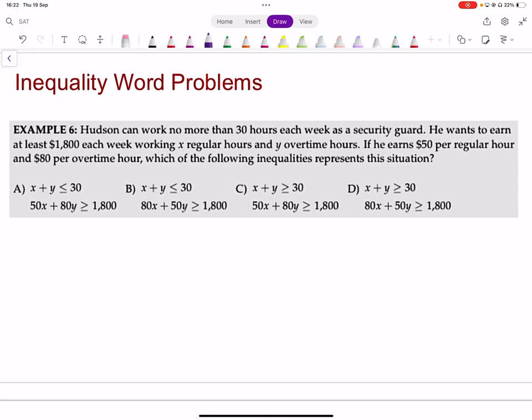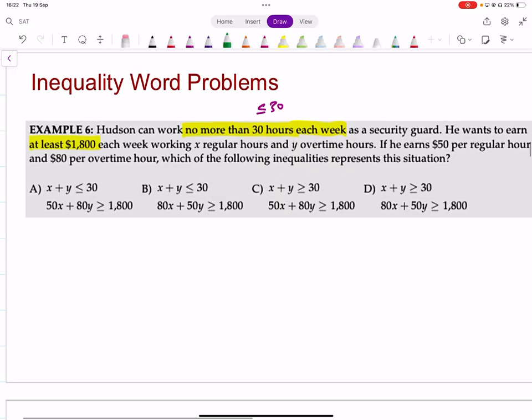So this person can work no more than 30 hours each week as a security guard. He wants to earn at least 1800 each week. Okay. So he can work no more than 30 hours, less than or equal to 30 hours each week. He wants to earn at least 1800. What does that mean? He wants more than or greater than or equal to. At least includes 1800 as well, right? It's greater than or equal to 1800.